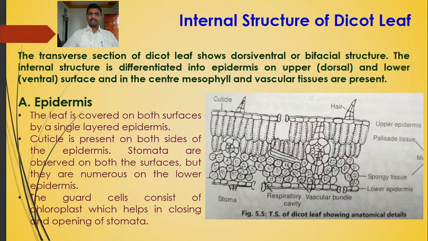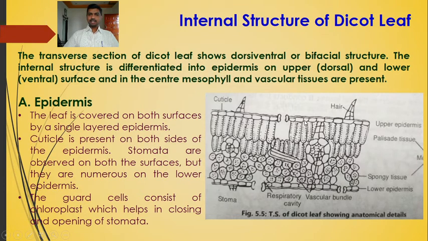So the first region is the epidermis. Here in this diagram we can see this is the upper epidermis, this one is the lower epidermis. We also say it is the dorsal epidermis, this is the ventral epidermis, and in between, the center of the internal structure of the leaf consists of mesophyll and vascular tissue. This is the mesophyll tissue, which is again divided into the palisade tissue and spongy tissue, and again the vascular bundles are present. The outermost layer is the epidermis.